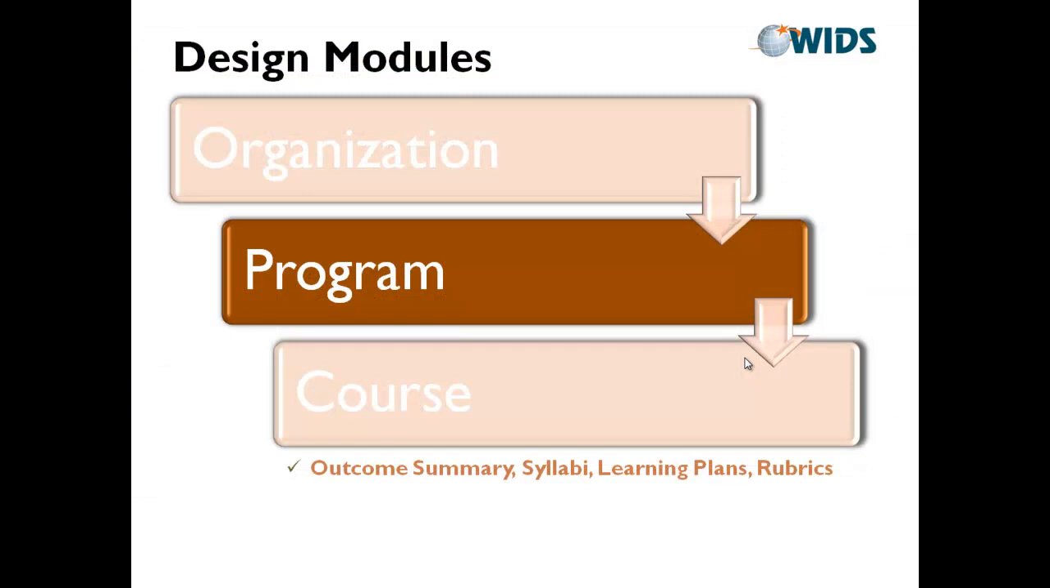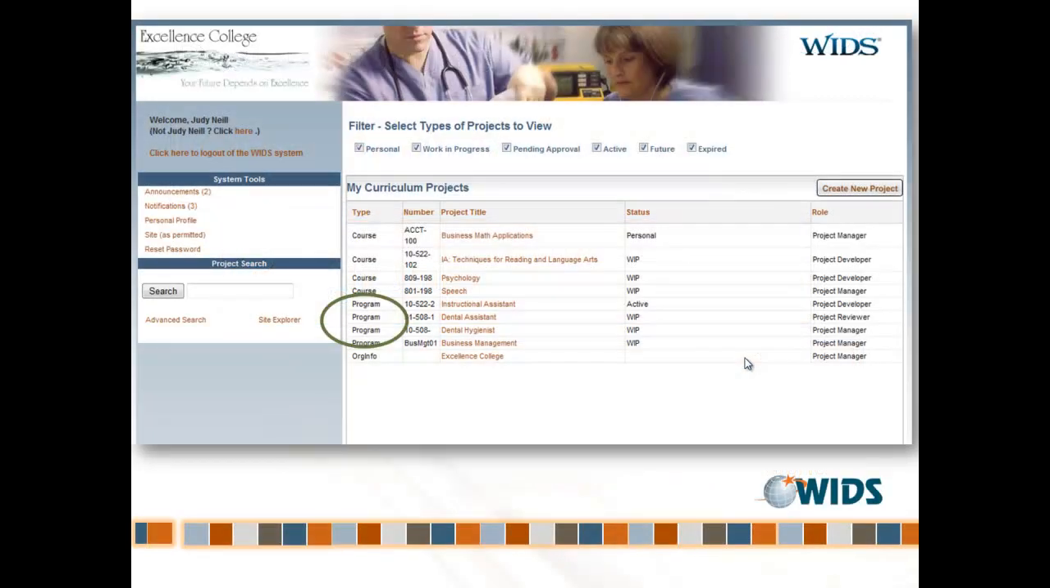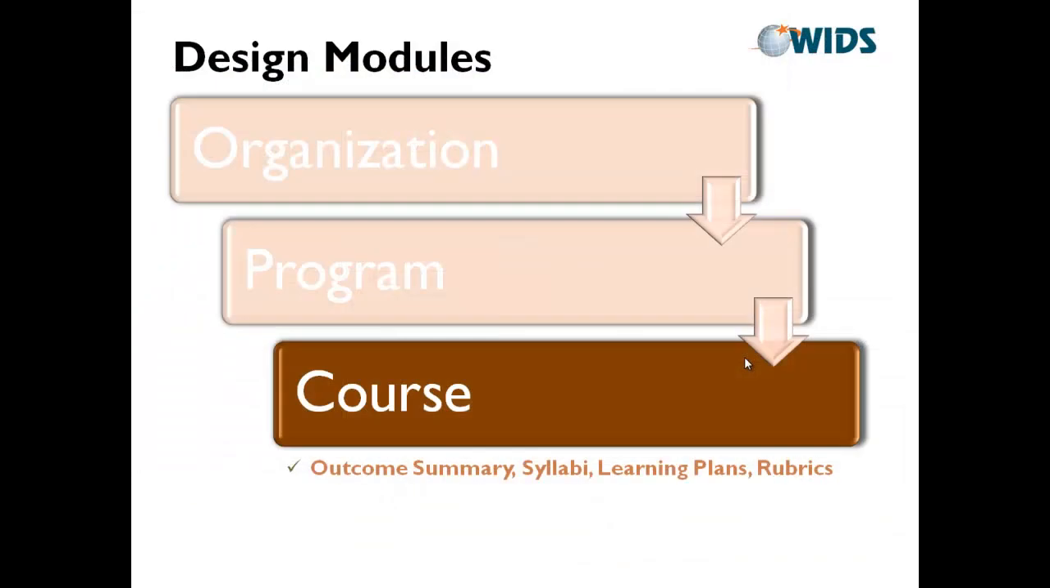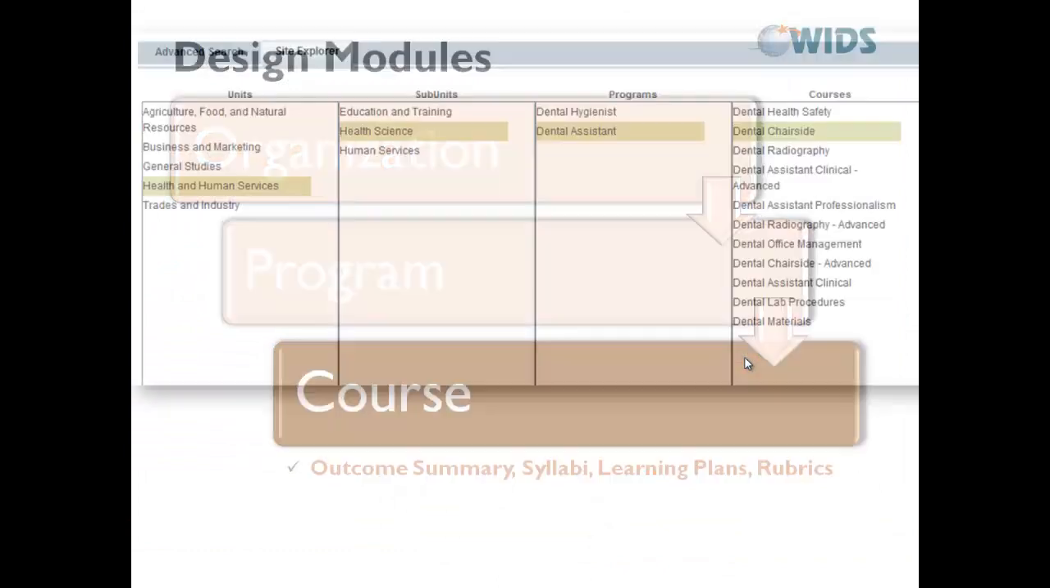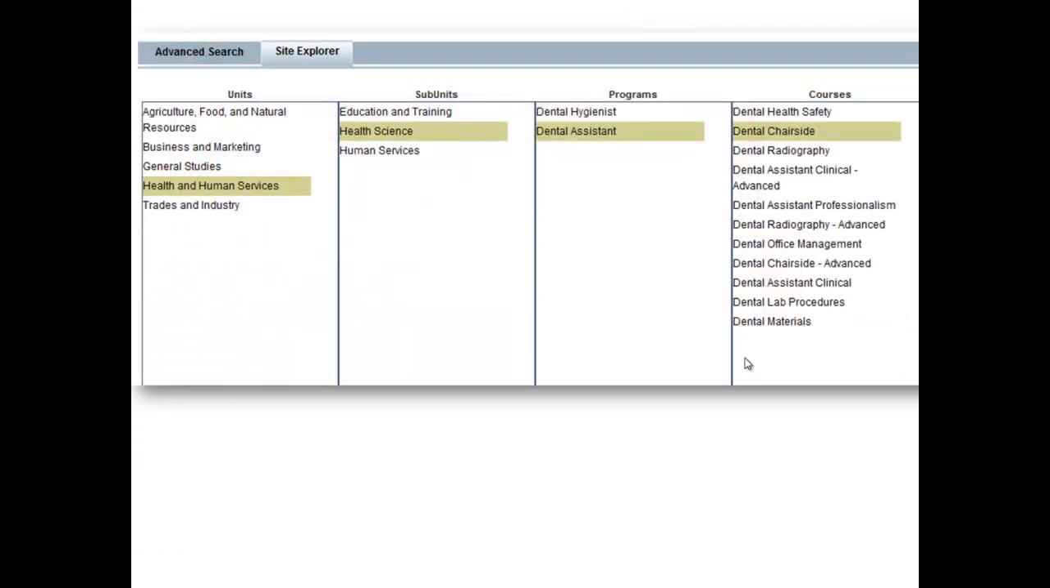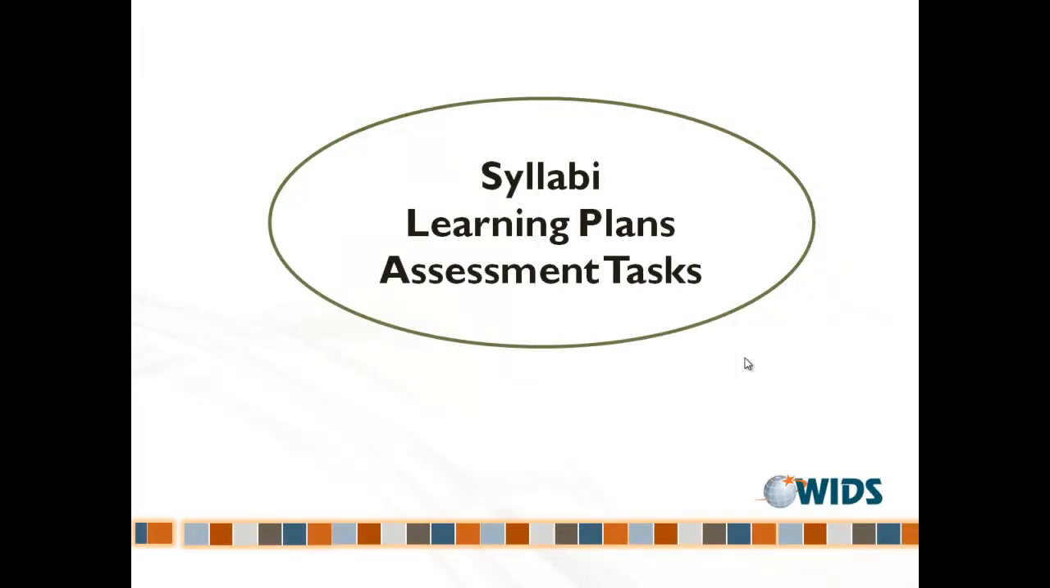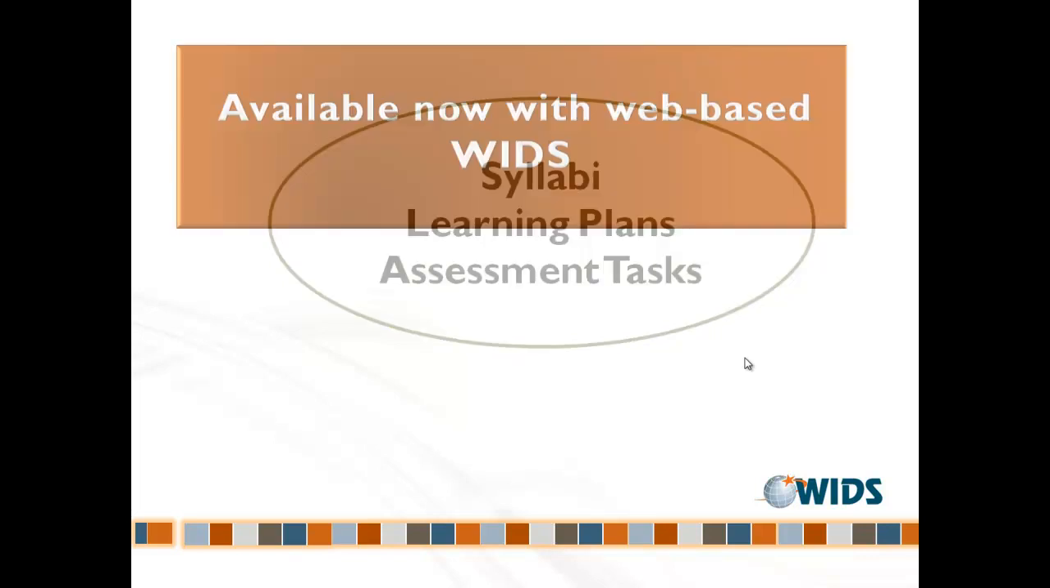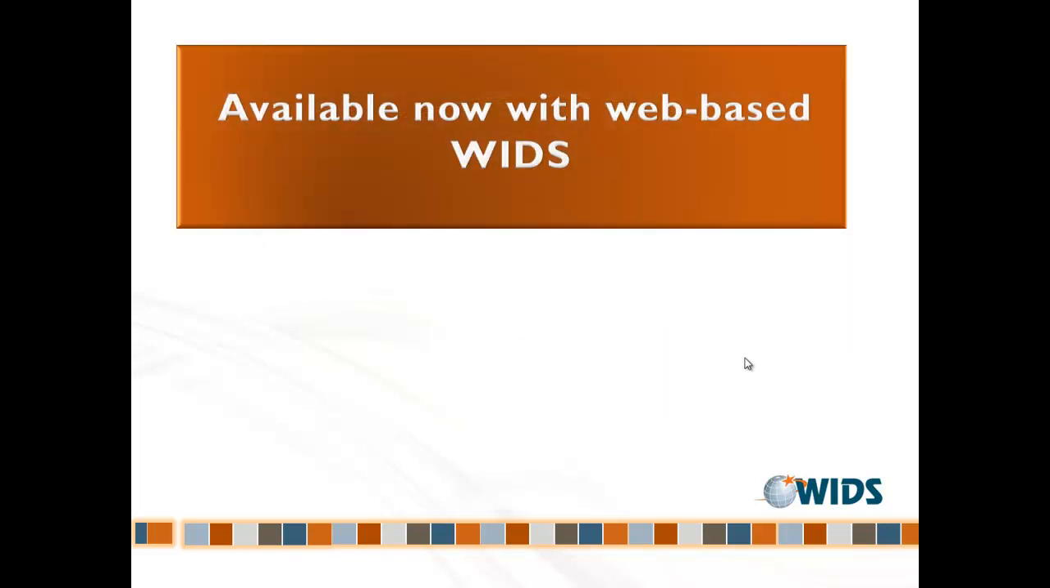The second design module is the program design module. Access a program from your landing page by just clicking on the link or use Site Explorer. The same thing with course. It might show up on your project list or navigate to Site Explorer to find any course within your organization. That's where you develop your syllabus, your learning plans, and assessment tasks. All of these features are available now within the web-based system.